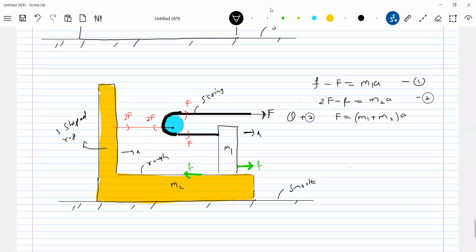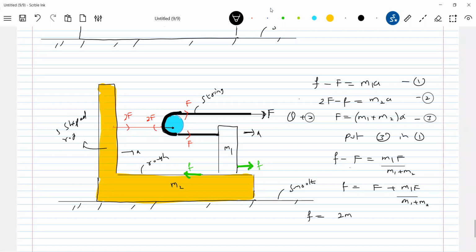So this one I got the acceleration. This acceleration I'll substitute in any one equation. Put 3 in 1. So F minus F equal to M1F by M1 plus M2. F by M1F by M1 plus M2. It should be equal to 2M1 plus M2 by M1 plus M2 into F.